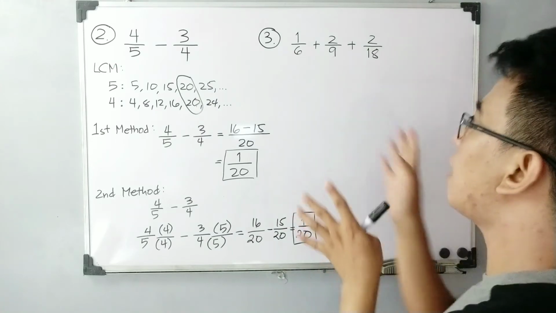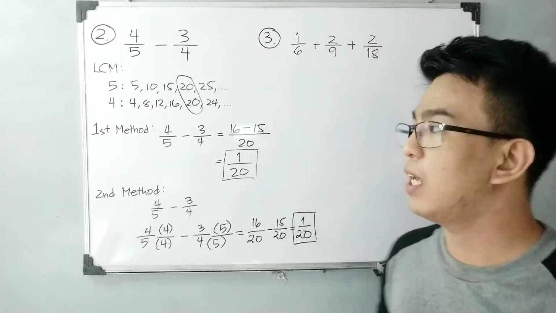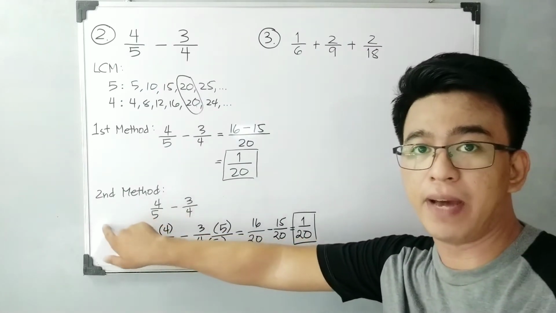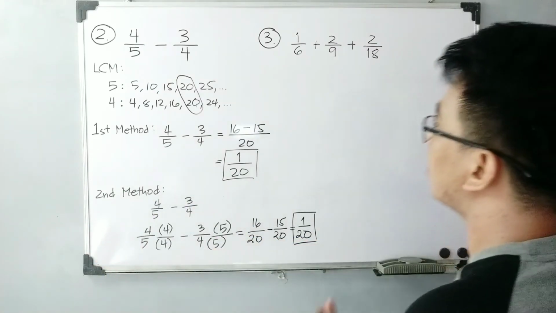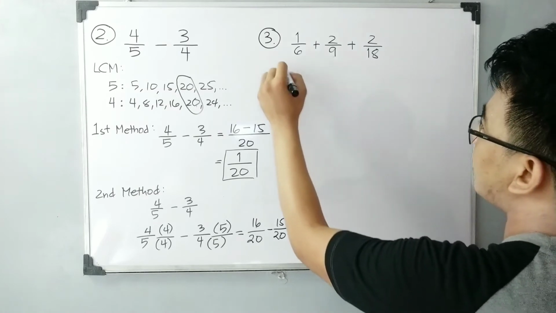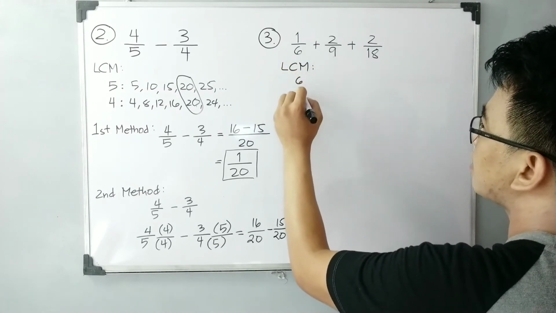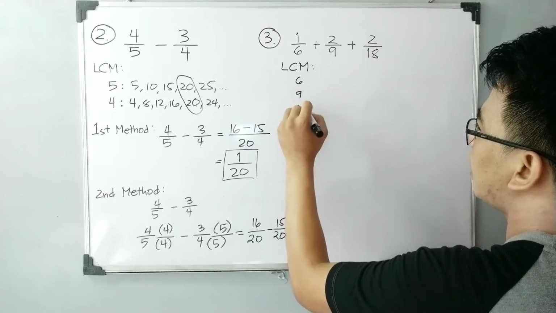Ngayon naman, for number 3, to make our video short, ang gagawin ko dito is I will simply use the second method. Again, second method. First, I will try to find their LCM. We have 6, 9, and 8.